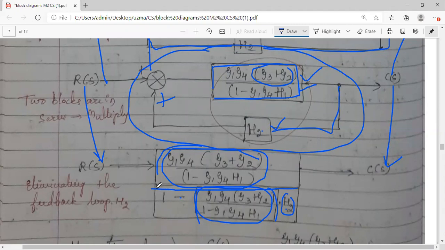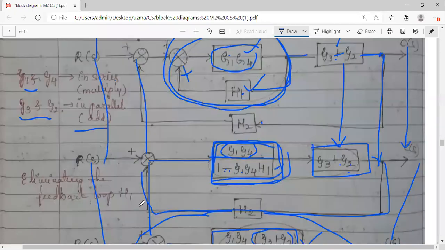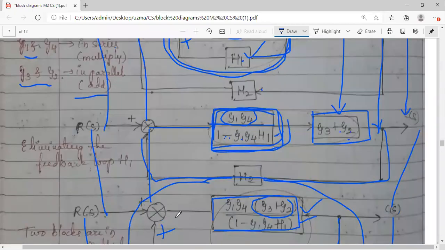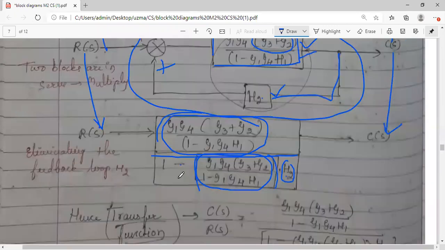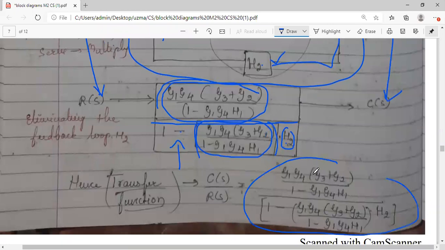Only two rules we have applied basically. One is series or parallel, and the other is elimination of the feedback. No other rules we have applied here. So whatever inside this box I have written, this is your transfer function. So this is how we have taken one example, and we have reduced the block diagram.